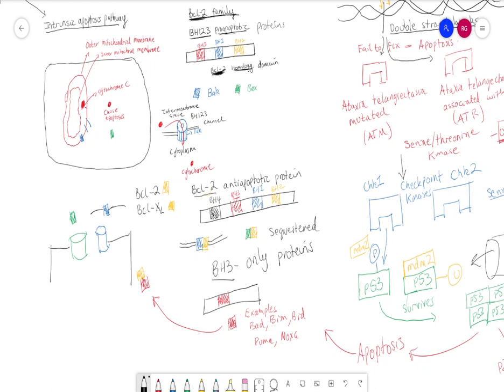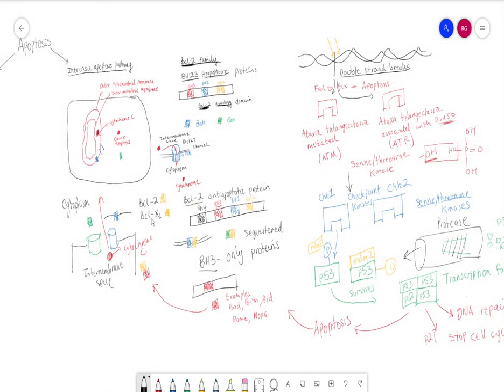Okay, so we're going to have our intermembrane space here, and what do we have in our intermembrane space? We have our cytochrome C, and that's going to move out into the cytoplasm. And cytochrome C, when in the cytoplasm, can trigger apoptosis. So now we're going to link our intrinsic apoptosis pathway to our extrinsic apoptosis pathway.